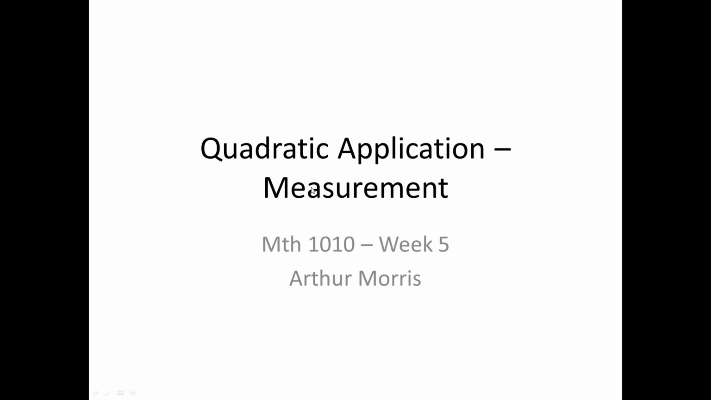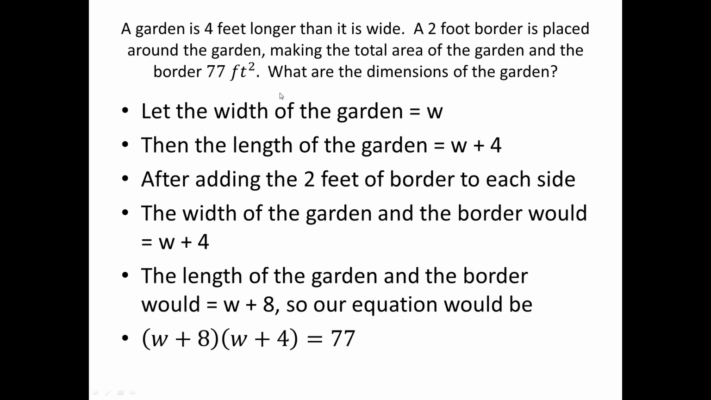Okay, let's look at a quadratic application problem that deals with measurement. We have a garden that is 4 feet longer than it is wide. Now we're going to place a 2-foot border around the garden on each side, making the total area of the garden and the border 77 feet squared. So our goal is to find out the dimensions of the garden.